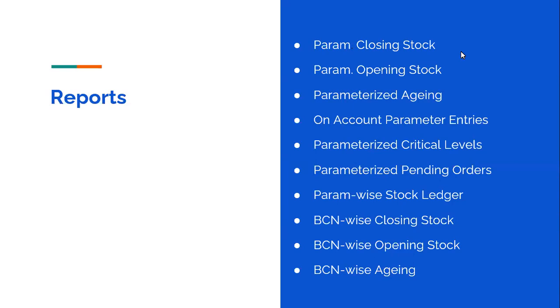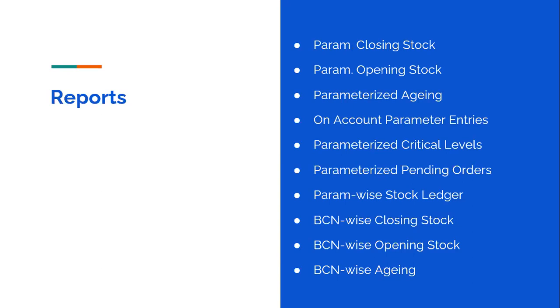The parameter aging will show you accurate information from the billing portion, from whenever you purchased and from purchase to sale, what old stock remains with you in your godown. It will show in the parameterized aging report.